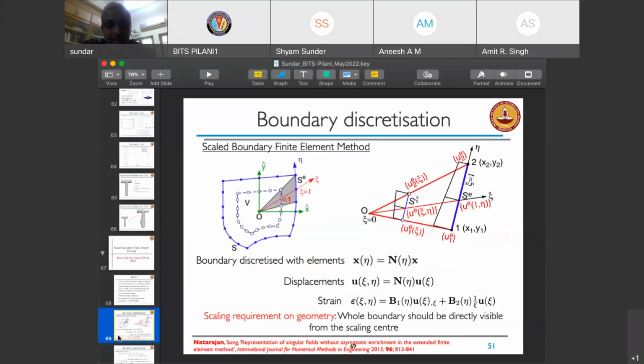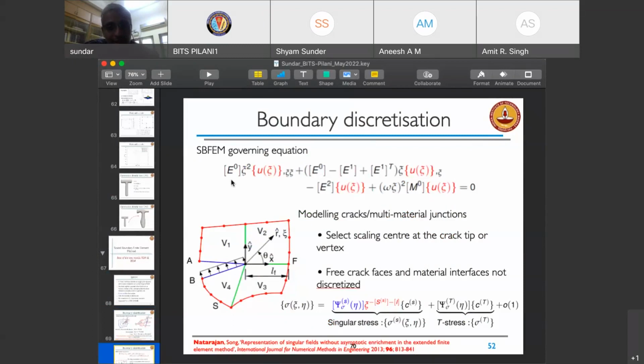So I skipped some details here. Are you able to see my screen? Yes, I can. I've come to the point where we talked about boundary distance. So we introduced this new coordinate system, right? The scaled boundary coordinate system, which converts x and y to zeta and eta. And if you do the math, you end up with the equation that is shown here, which we call the scaled boundary equation.